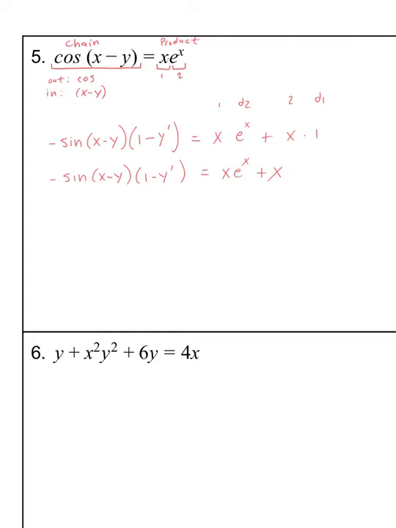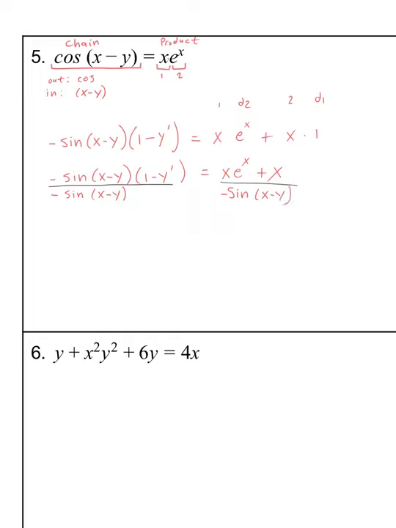Our goal here is to get y prime by itself. In order to get y prime by itself, we have to get the binomial with y prime in it by itself. So we want to move this over to the other side. We want to get rid of negative sine x minus y. And we can do that simply by dividing both sides by that to get it to drop out. So we're going to divide this by the negative sine of x minus y. And we're going to divide this side also by the same thing, negative sine of x minus y.